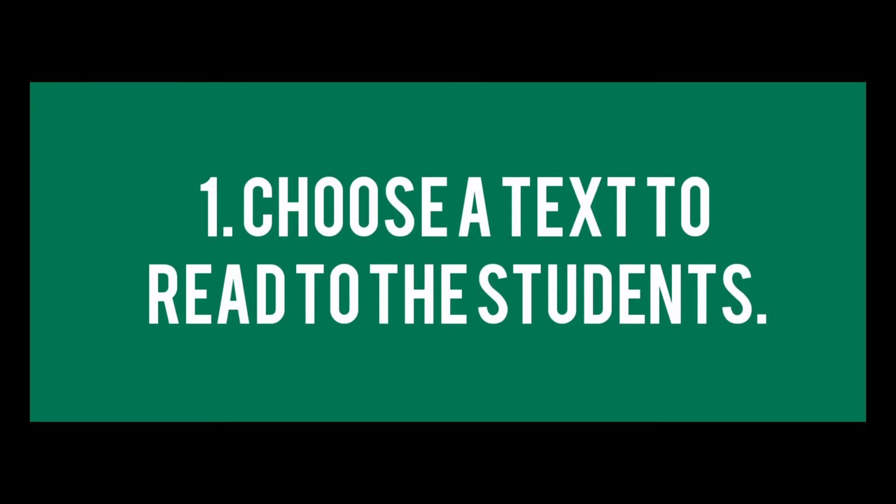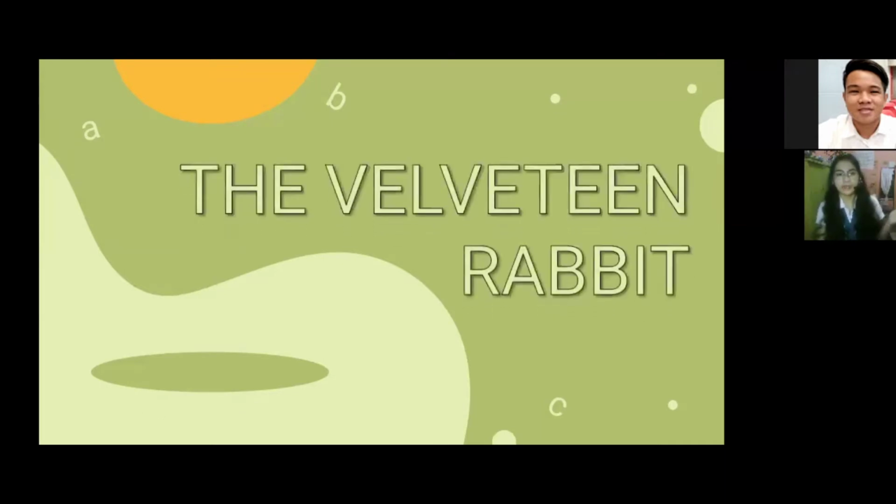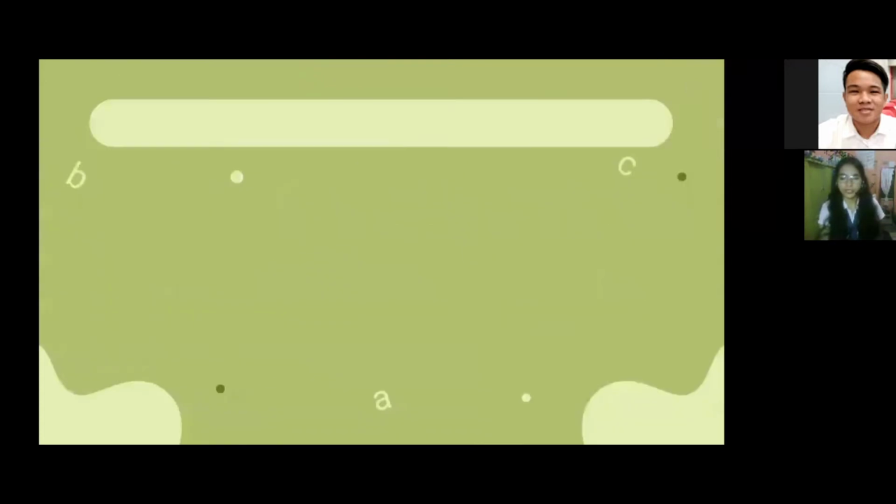1. Choose a text to read to the students. Good evening, class. Good evening, ma'am. Today I'll be reading the text, The Velveteen Rabbit by Marjorie Williams. I will present the questions that you need to answer about the story that I will read. So these are the questions.